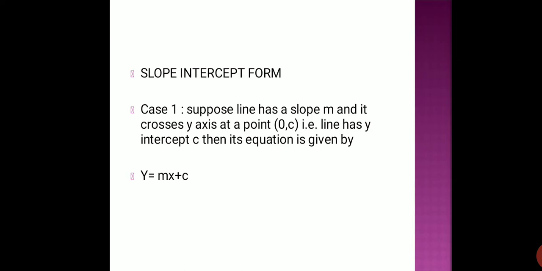The line crosses the y-axis at the point (0, c). That means the line has y-intercept c. Then its equation is given by y = mx + c. Let us see the next case.